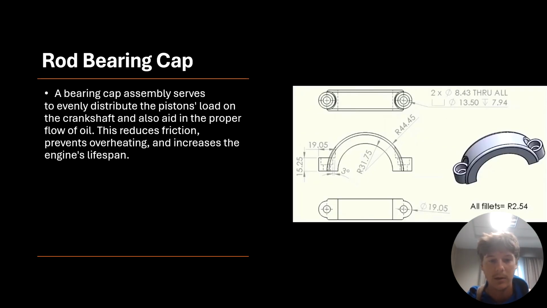So next you have the rod bearing cap. This part will make sense after the next one because it connects to the connecting rod. But again, it's another blueprint. You can see each side of it. You have the vertical face. You have the bottom parts of the bearings which connect to the connecting rod. But a bearing cap assembly serves to evenly distribute the piston's load on the crankshaft and also aid in proper flow of oil. This reduces friction, prevents overheating, and increases engine life.